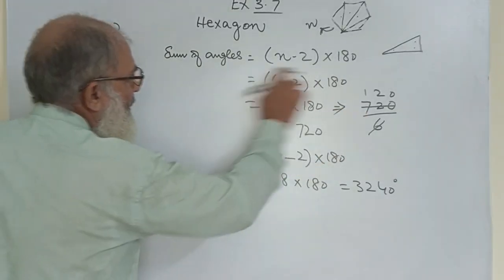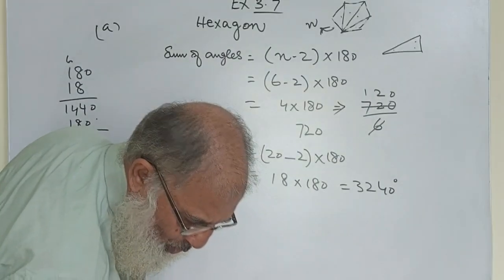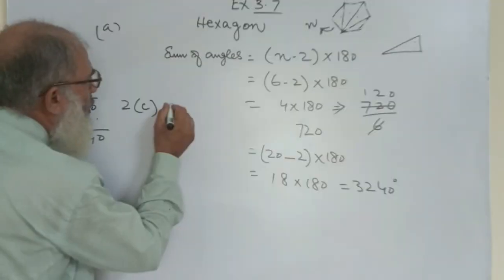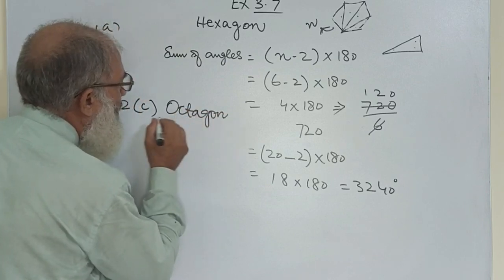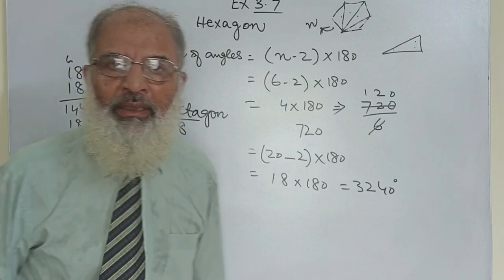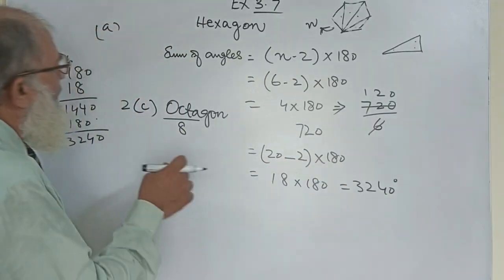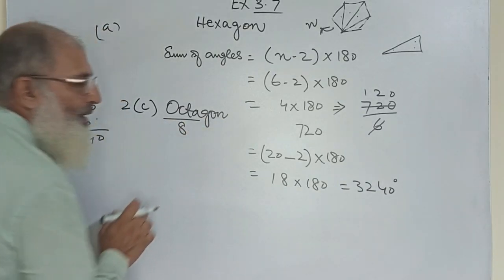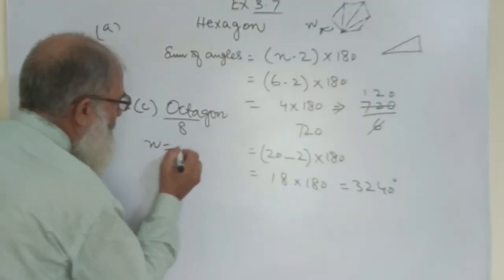First we have to do the same procedure. Now I am going to do 2 questions again. Question number 2 part C is octagon, and you know octagon means, octa means 8, just like the octopus. Octopus has 8 legs. So octagon means 8 sides. Now n is equal to 8.